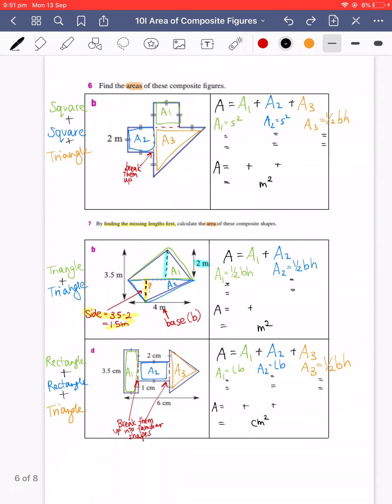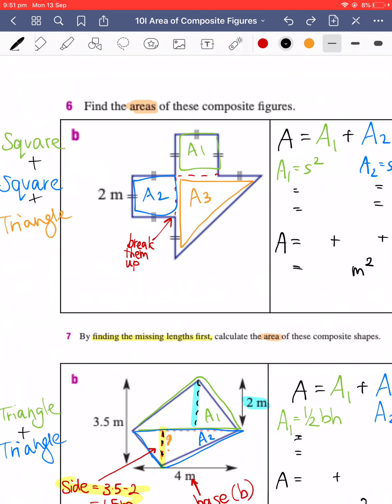Next page. Again, we're looking for areas where we can create specific shapes that we know. So I have a square here, I have a square here, and I have a triangle here. Same process, square, square, and triangle. And you will notice as well that these lines are all the same. So you will have to calculate a few things. So I'll do this one with you as well.